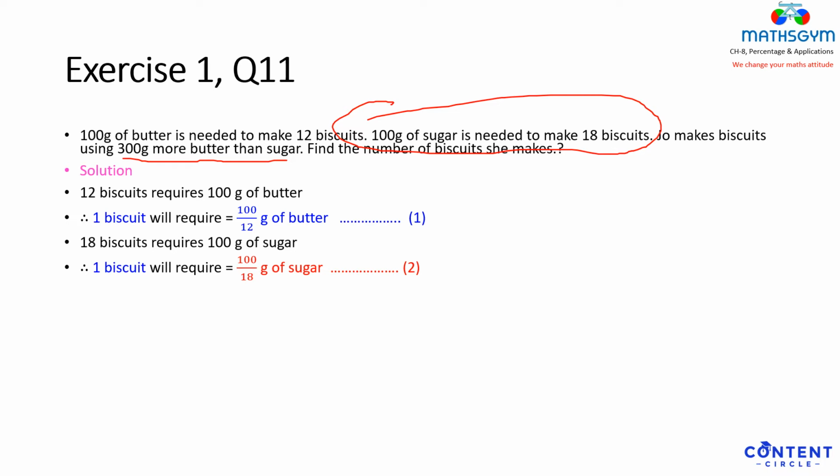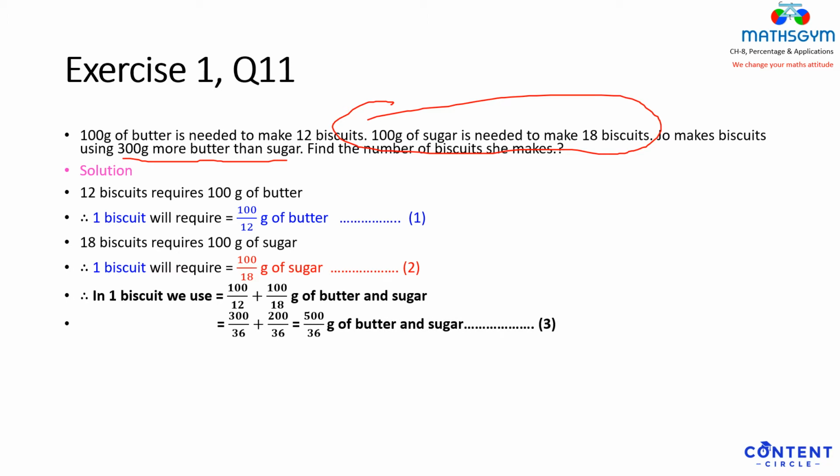Now let's also understand the biscuit making. So one biscuit, when we are talking of mathematically, the same biscuit is containing butter as well as sugar. So one biscuit, how much sugar and butter will it contain? One biscuit will contain 100 upon 12 plus 100 upon 18 grams of butter and sugar. When you use the equivalent fraction, you would get eventually that this is 500 upon 36 grams of butter and sugar. Let's give this as equation number 3, information number 3. We will be using it in the third slide from now.